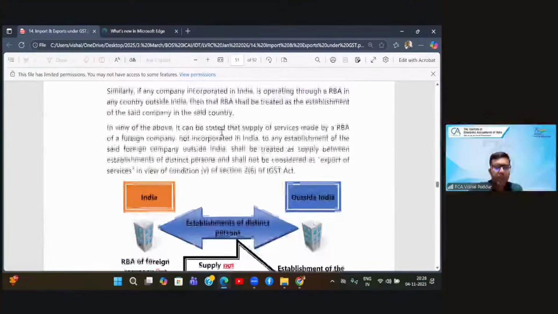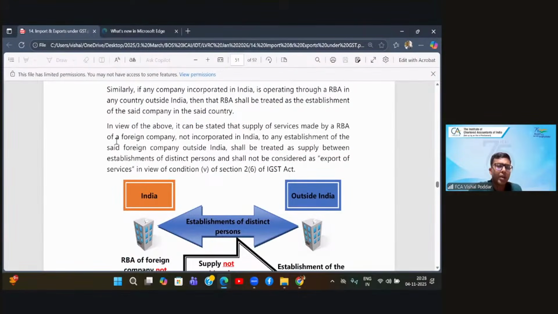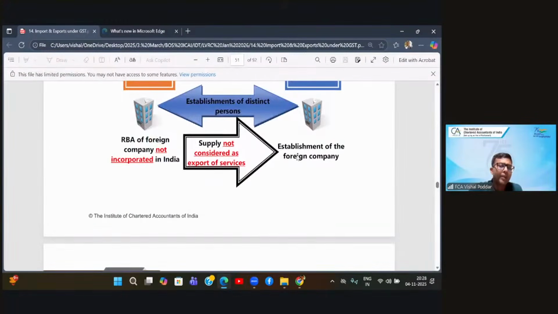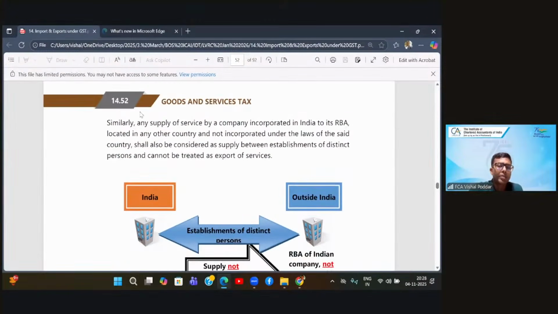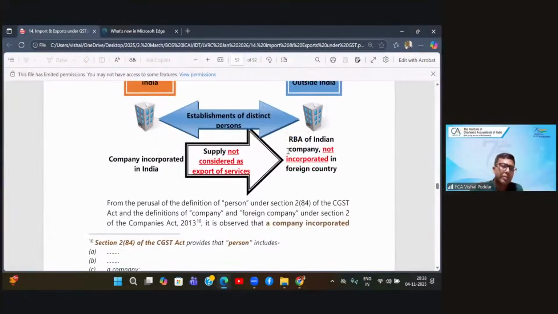For this, it can be stated that supply of services by a branch of a foreign company not incorporated in India to any establishment of the said foreign company shall be treated as supply between establishments of distinct persons and shall not be considered as export of service. Correct? But this is when this branch of the foreign company is not incorporated in India. But what will be the answer if it is incorporated in India? In such case, similarly, supply of service by a company incorporated in India to its branch located outside India and not incorporated under the laws of said country shall also be considered a supply between establishments. So again, where the outside person is unincorporated, still it will not be an export of service. Why? Because it will be considered as supply to my own counterpart.